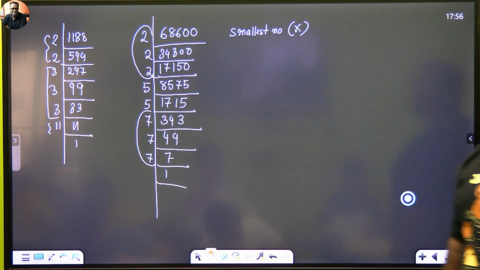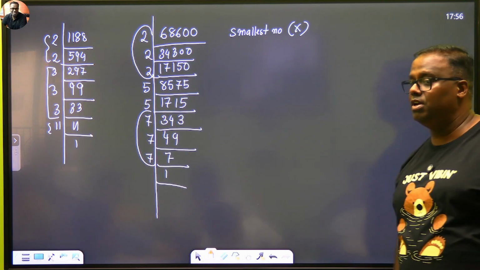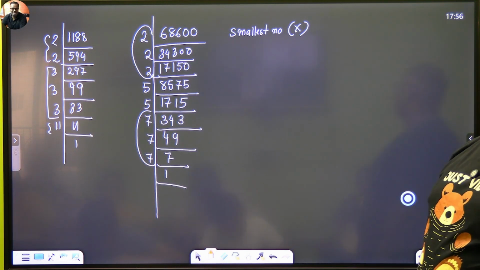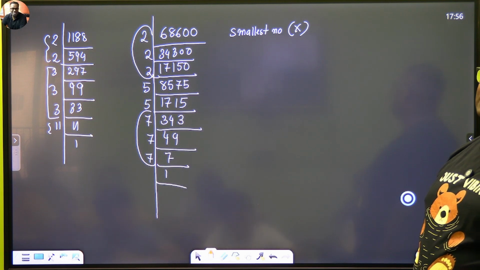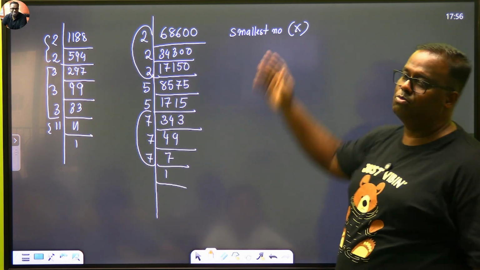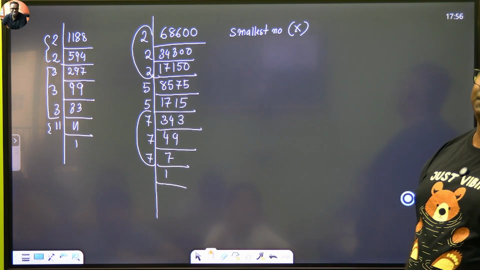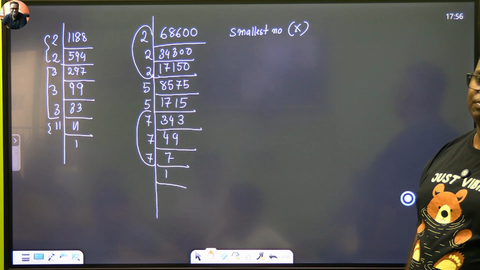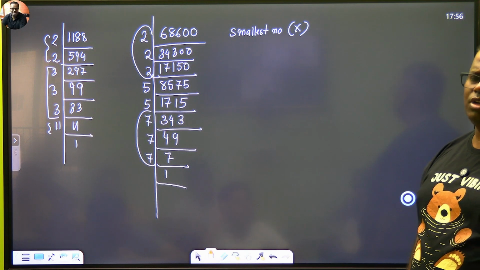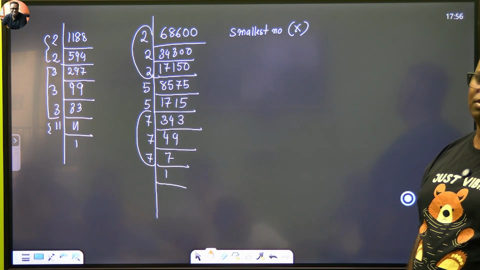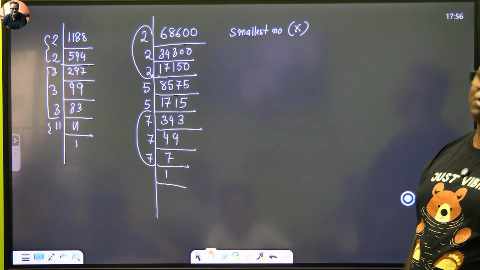Find the smallest number with which it should be divided to get a perfect cube. Question reversed for you. Smallest number with which it should be divided to get a perfect cube. 6, 5, and 6. 5 is missing 1 count, then why am I not dividing by 5? 5 is missing 1 count. Why am I not dividing by 5?